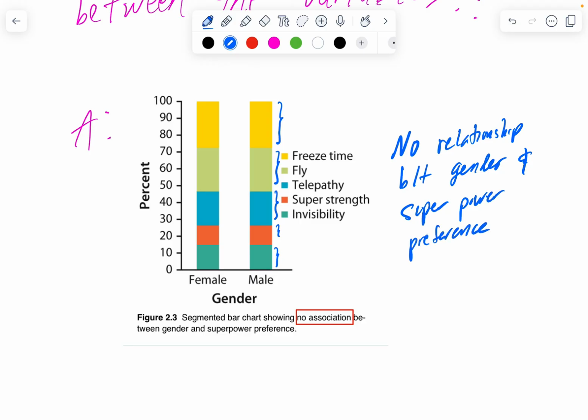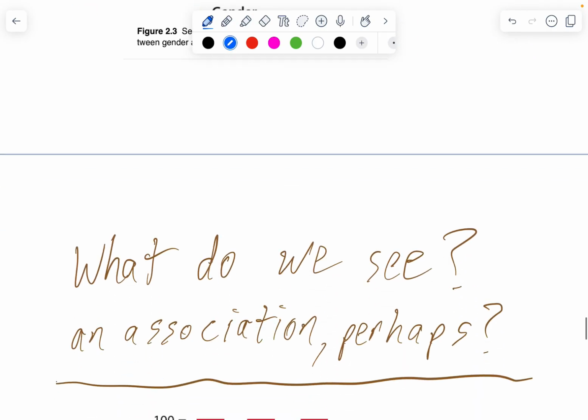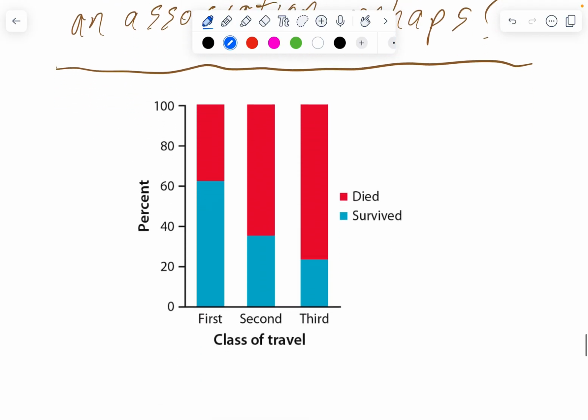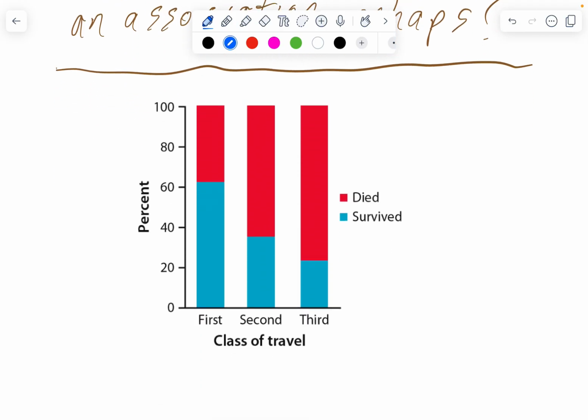Meaning if you told me that the person surveyed was a boy, it would give me no extra information about what their superpower preference would be. It wouldn't matter if the person was a girl or a boy because the votes were basically identical across the genders. What do we see? An association, perhaps. Well, this is the one we made. This is a slightly more professional-looking segmented bar graph of who died and who survived on the Titanic. That's just a computer-generated version of what we made earlier. It probably looks a little prettier than what I drew.